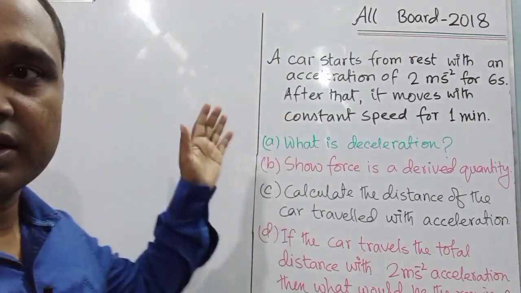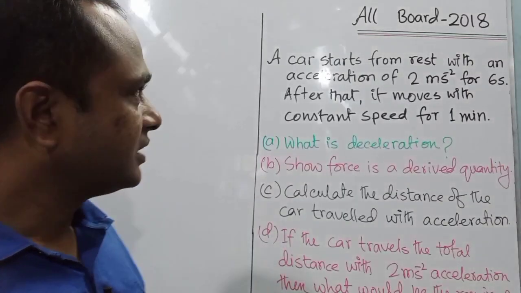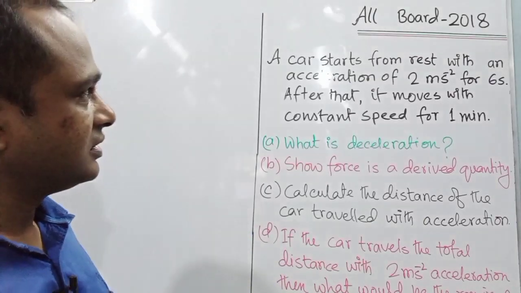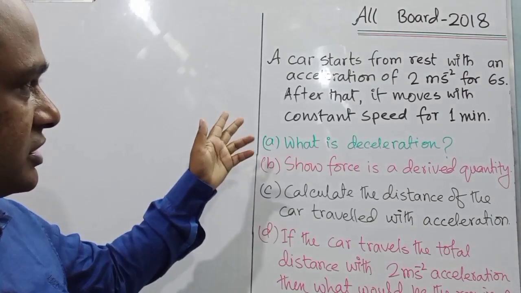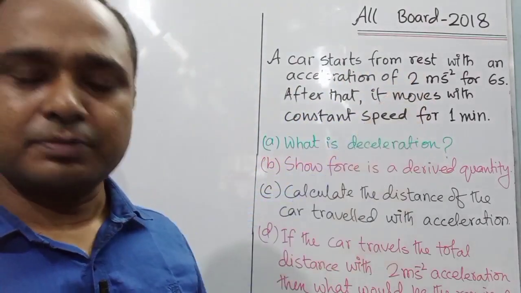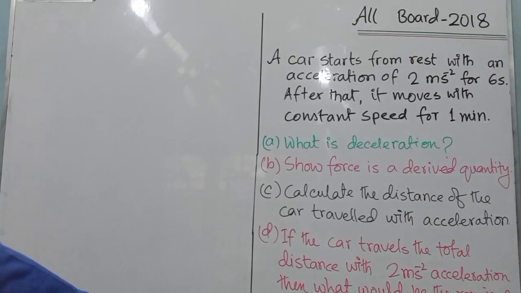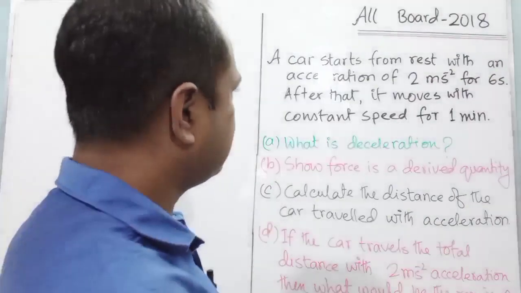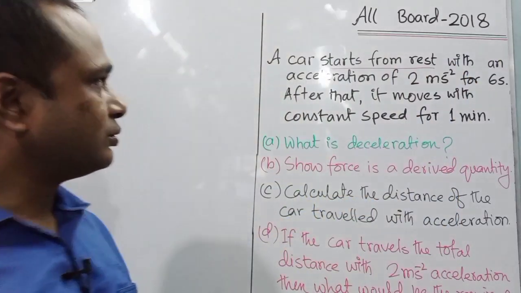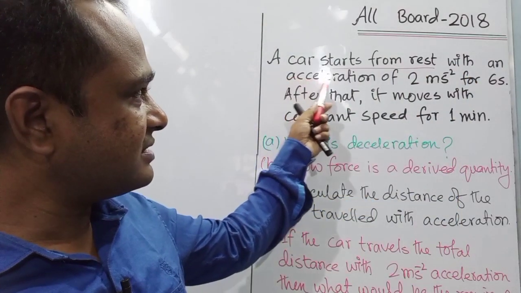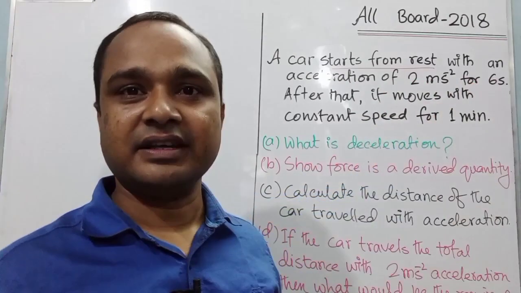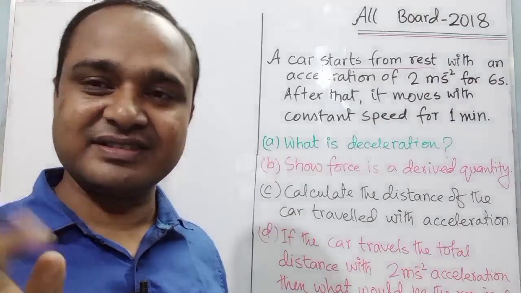Here, this is our second creative question, and the question is from Allboard 2018. According to the stem of the question, a car starts from rest, means the initial velocity of the car was 0. Start from rest with an acceleration of 2 meter per second square for 6 seconds. That is, the acceleration is maintained up to 6 seconds.